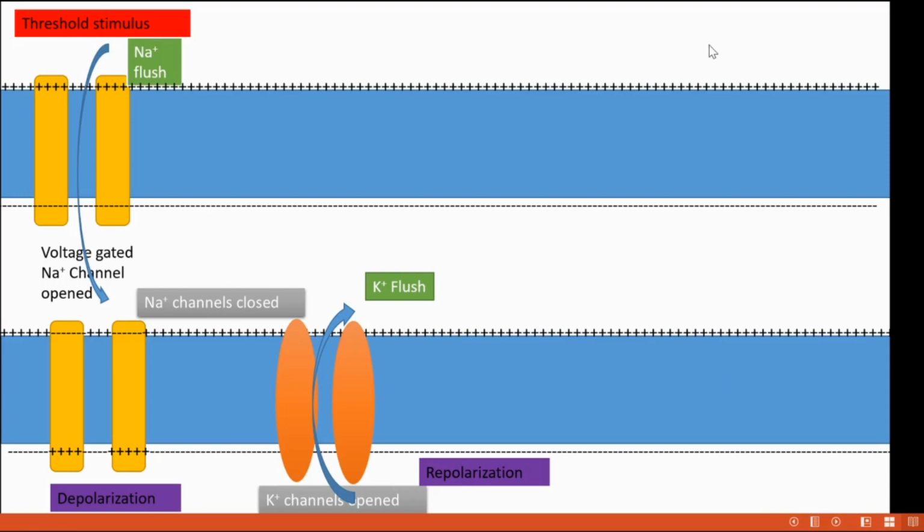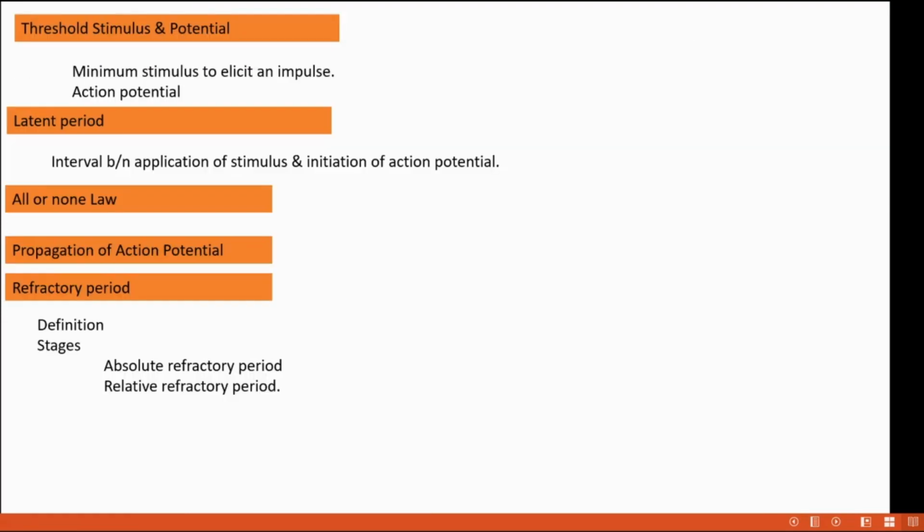Okay, then we are going to the next terms: threshold stimulus and potential. What is a threshold stimulus? I already told you. What is the minimum strength required for a stimulus to elicit an impulse? A stimulus with enough strength is called a threshold stimulus. Enough means minimum; at least that minimum strength should be there to elicit an impulse. The normal action potential's value is minus 65 millivolt.